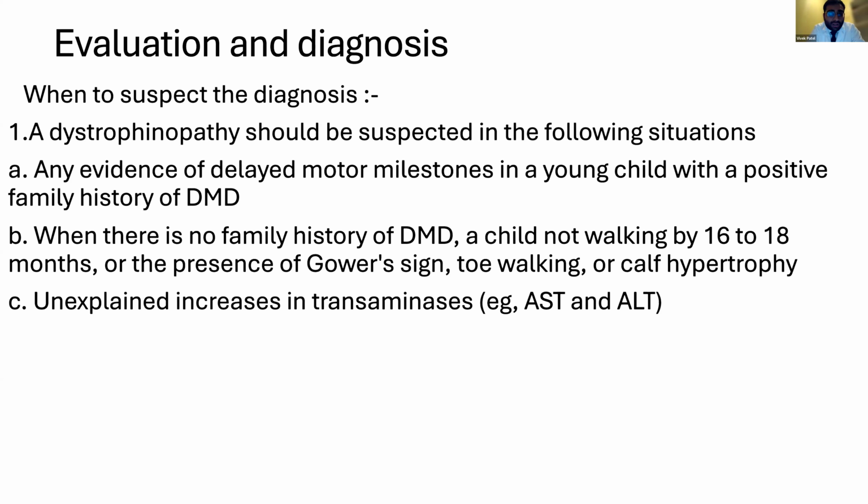Now let's talk about how to diagnose dystrophinopathy. Clinical suspicion can be raised if a young child comes to your clinic with positive family history and has delayed motor milestones. It is possible that the young child may not have positive family history, but there may be other signs and symptoms such as not being able to walk by 16 to 18 months of age, or presence of Gowers sign, toe walking, or calf hypertrophy, or the child may have unexplained rise in AST and ALT.